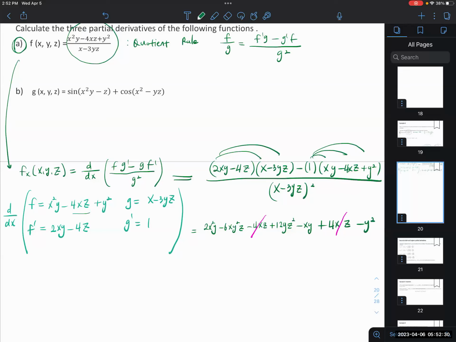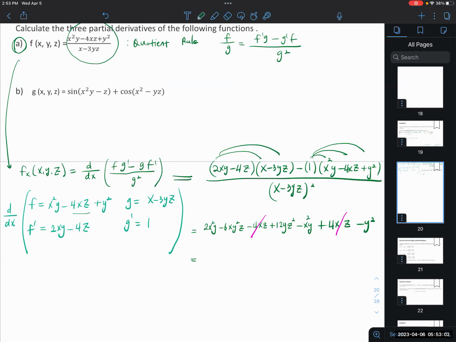So the numerator, if I rewrite it, 2x squared y. Yes. 2x squared y. Let me double check. Do I have any mistake here? Yes, I put all the wrong numbers. Don't you see that? So the f is x squared y minus 4xz. Yeah, so here's the second power. So that's why it looked weird.